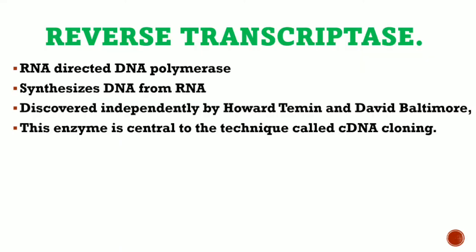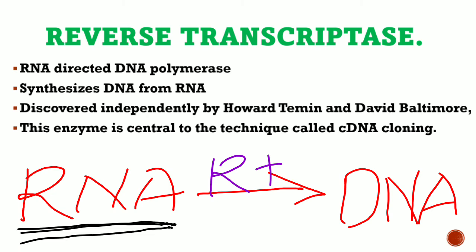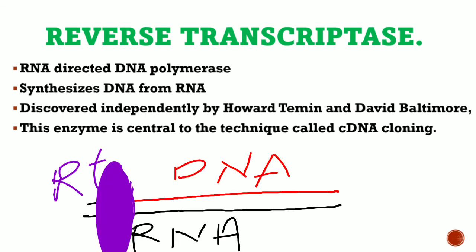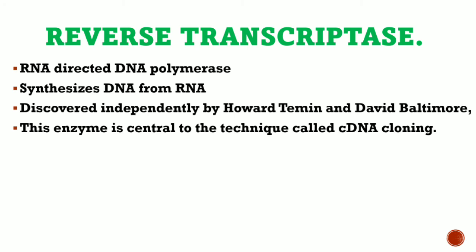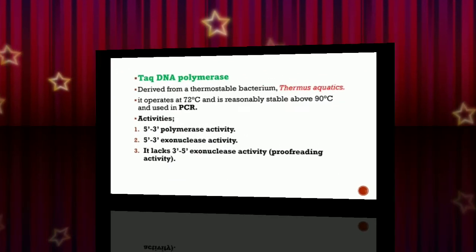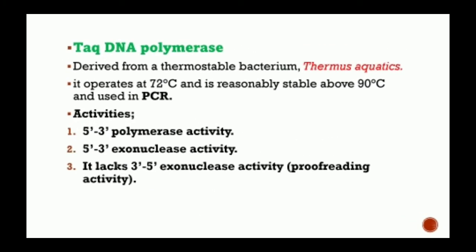Reverse transcriptase is also known as RNA-directed DNA polymerase. It is an enzyme that is involved in replication of several kinds of viruses. Reverse transcriptase is unique in that it uses an RNA template. The ability of this enzyme to synthesize a DNA strand complementary to an RNA strand is central to the technique called cDNA cloning.